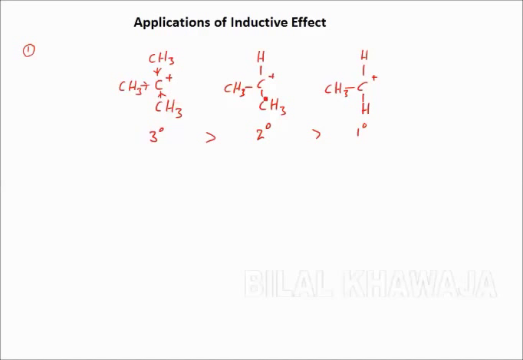But in the secondary there are only two methyl groups. The hydrogen does not have much inductive effect, very little inductive effect. But for the secondary there are two, for tertiary there are three, for primary there is only one, right? So the most stable one will be the tertiary, then the secondary, then the primary.